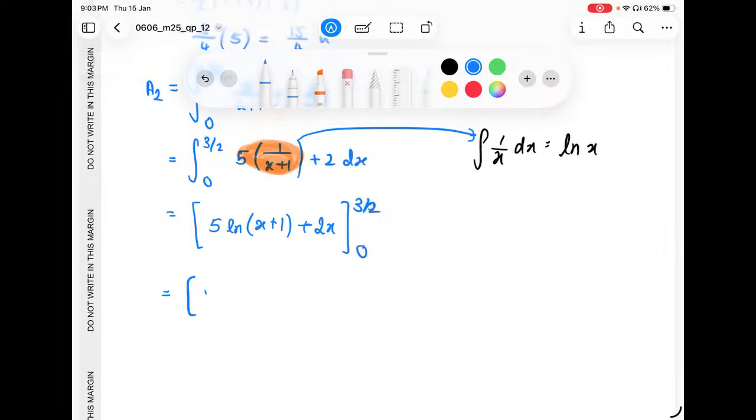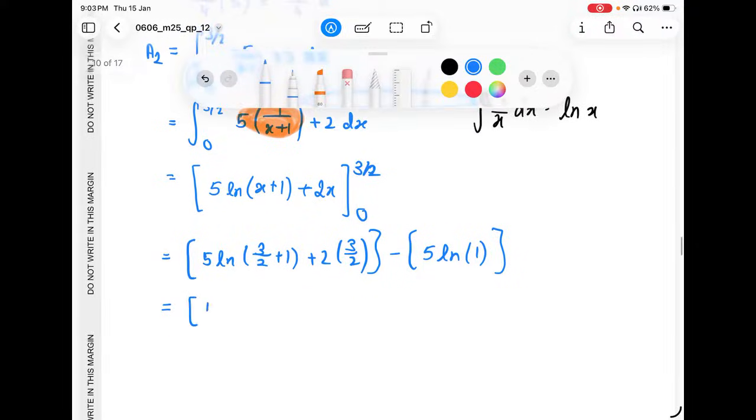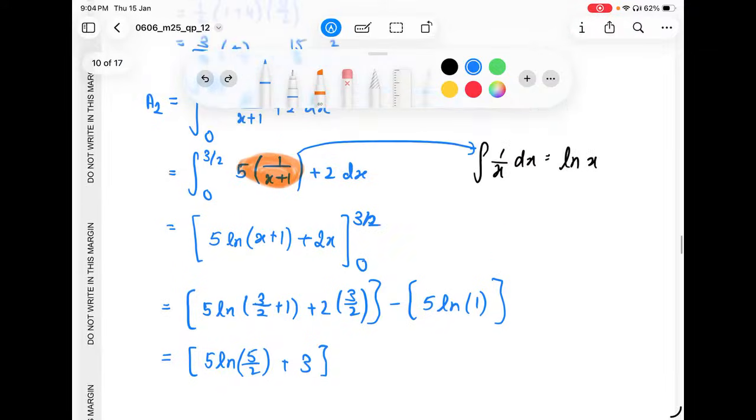So now you write this as 5 ln 3 by 2 plus 1 plus 2 times 3 by 2. So that's your first part, minus 5 ln 0 plus 1, which should be 1, plus 2 times 0. So that's basically this. So now your area 2 should be 5 ln 5 by 2 plus 3, minus 5 ln 1 will be 0. So ln 1 is going to be 0, so you just leave it as it is. So this is your area 2.